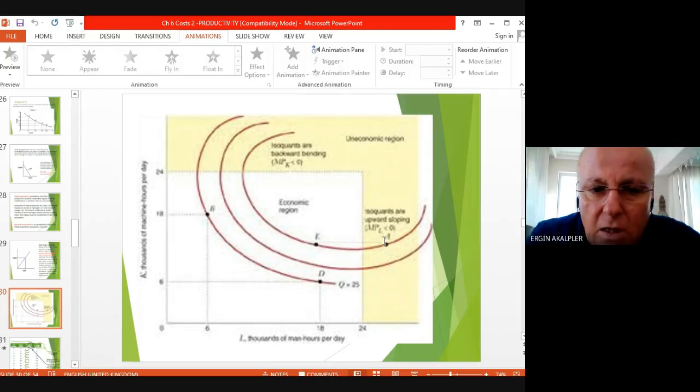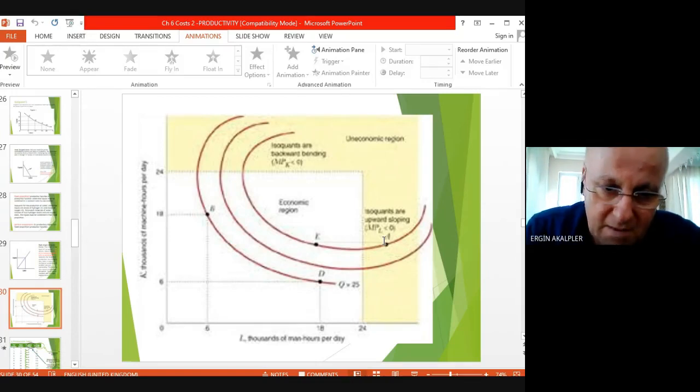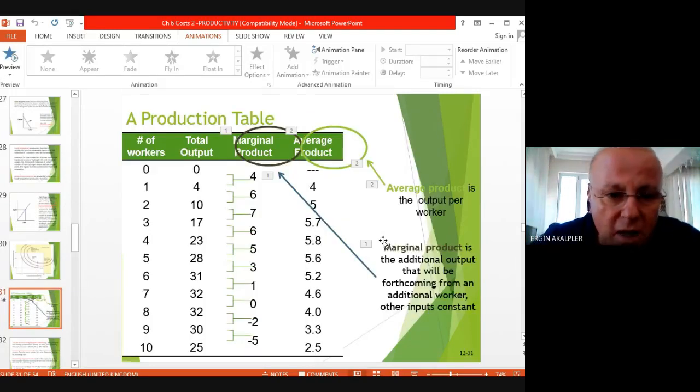When you are looking at any isoquant curve, you have to see a convex position to the origin, but not an upward or backward bending shape at the end of these curves. It should be more convex to the origin and somehow become parallel to each other. And when we look at this table, the workers are given here with total output.